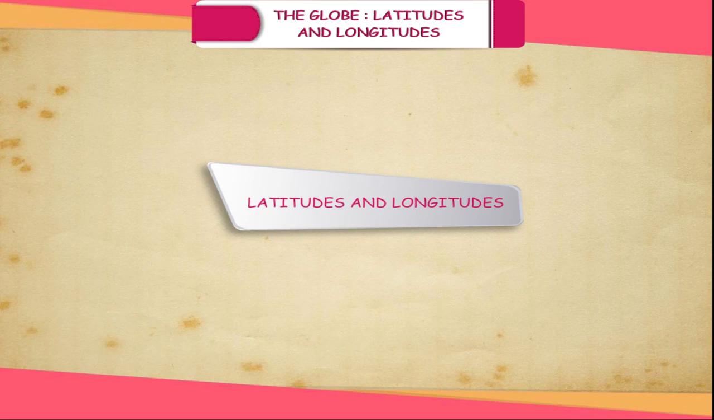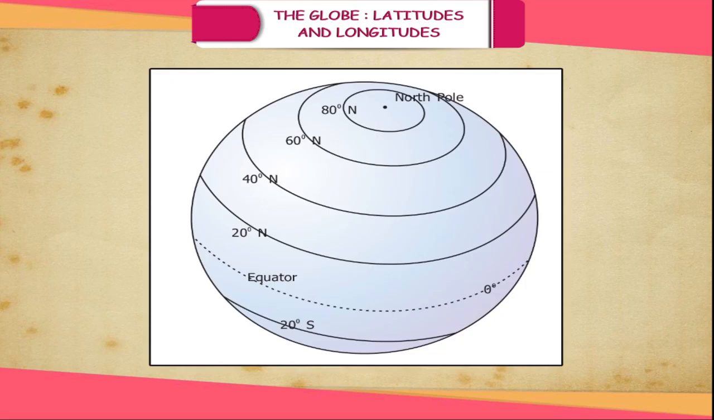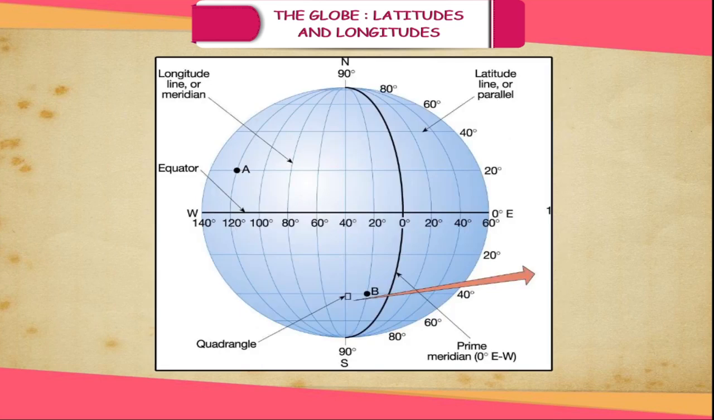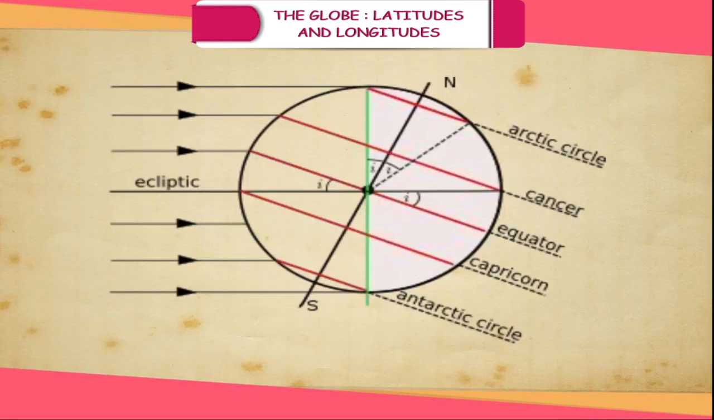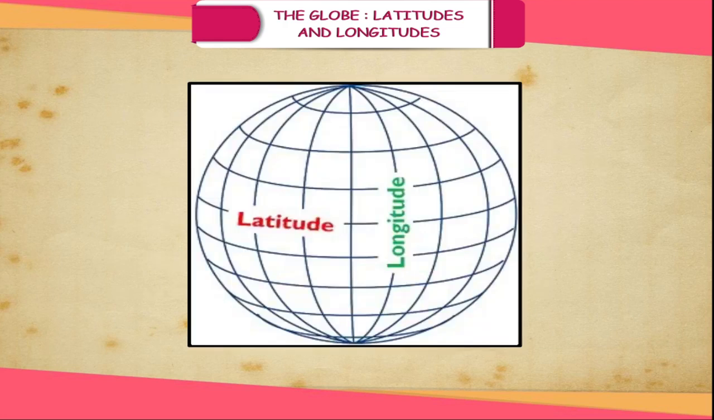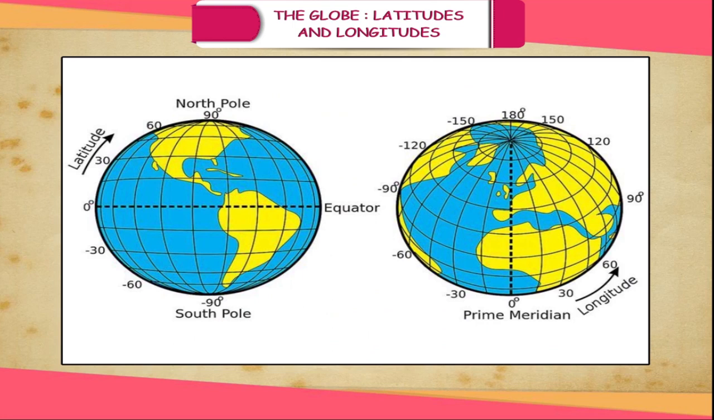Latitudes and longitudes. Using the North Pole and the South Pole as the basic reference points, two sets of imaginary circles are drawn around the globe. Circles parallel to each other round the globe are called parallels of latitude. The other set of circles is drawn through the poles. Half of each circle running from the North Pole to South Pole is called a meridian of longitude. These circles help to locate any place on the globe.